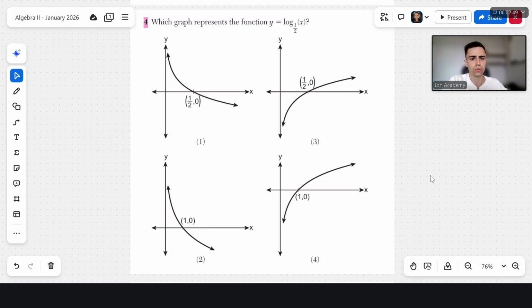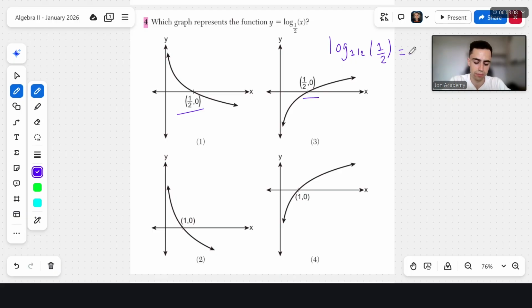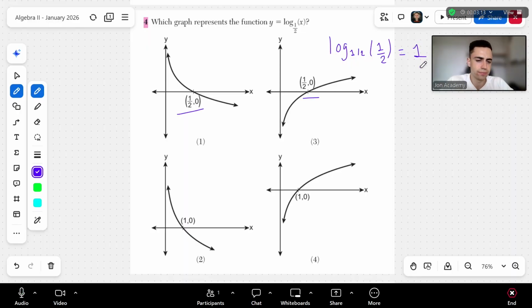So first thing we have to do, as we are given some points, we are going to do the logarithm of base 1/2 of 1/2. And this should be equal to 0 for the first two. So let's do this on the calculator. Let's enter this, which is pretty simple. And we can see we are getting 1 instead of 0. So we can already discard the first two options basically.